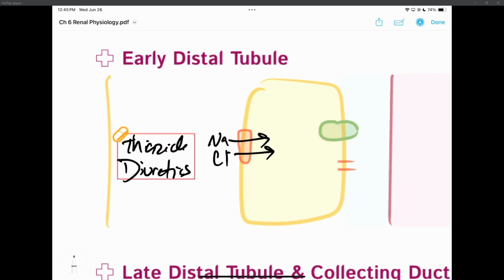So a thiazide diuretic acts at the early distal tubule. And again, same thing as before. It blocks the chloride binding site. Chloride can't bind, the transporter doesn't work. You need both of them there. Once you block the chloride, sodium is going to stay, chloride is going to stay in the tubular fluid, therefore water will stay there as well. And again, the sodium potassium ATPase pump is always present to keep those concentration gradients stable.